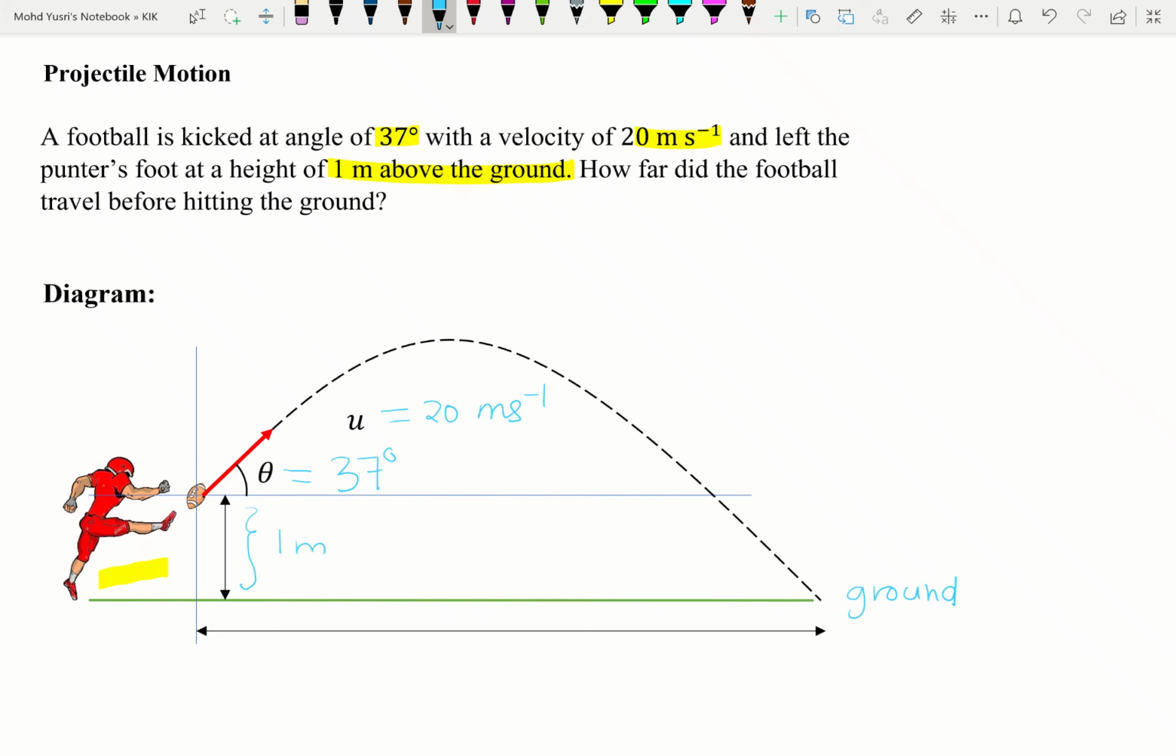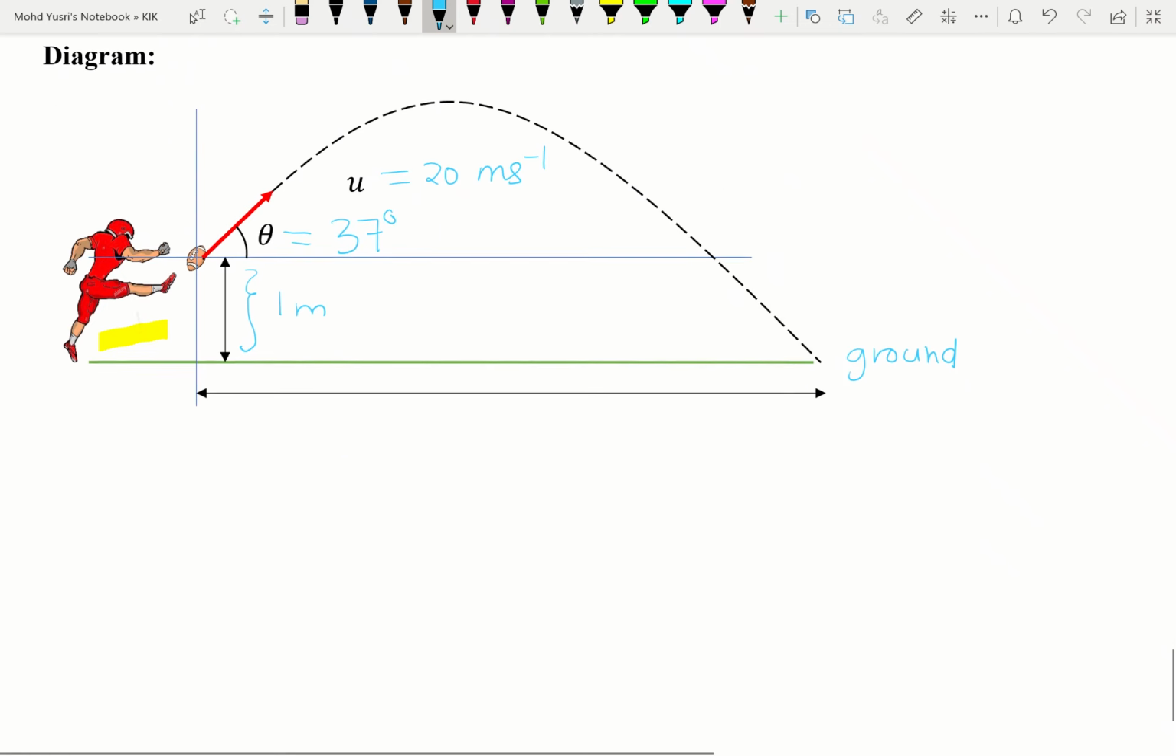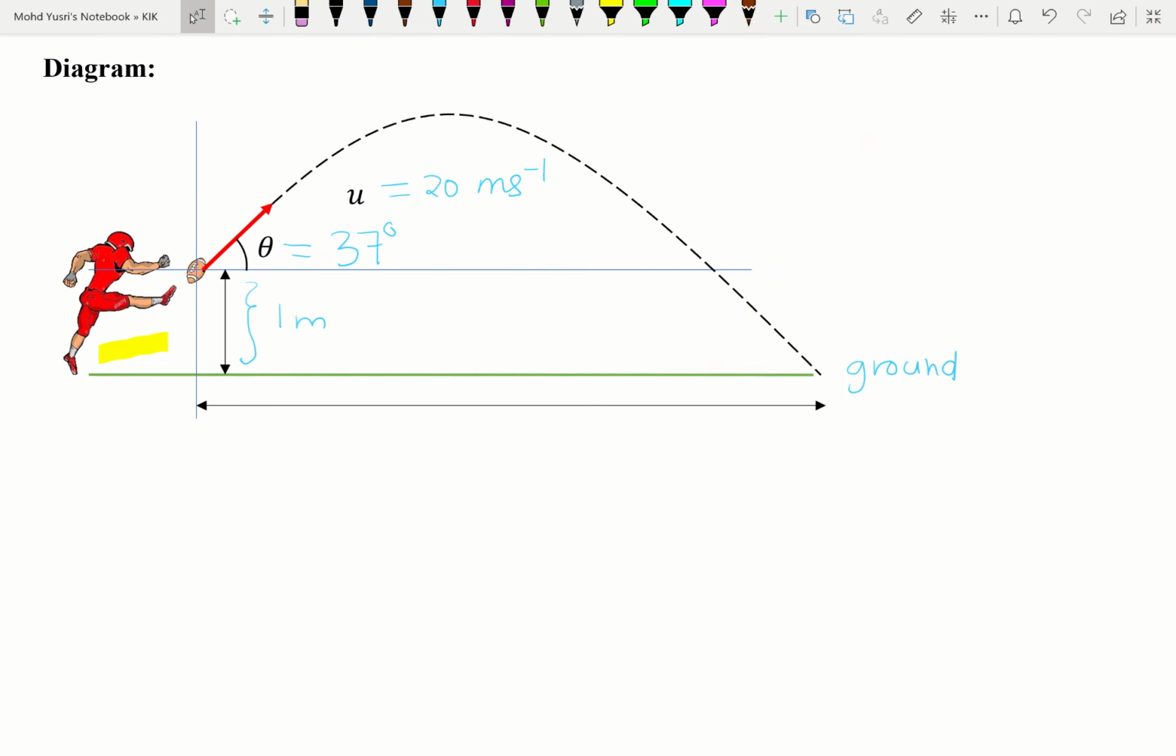Once we draw the diagram and label all the important information, the next step is to list up all the known and unknown quantities based on the question. The first thing we are going to list is the known quantities. The question already gave us the value of u, which is 20 meters per second, and the value of theta, which is 37 degrees.